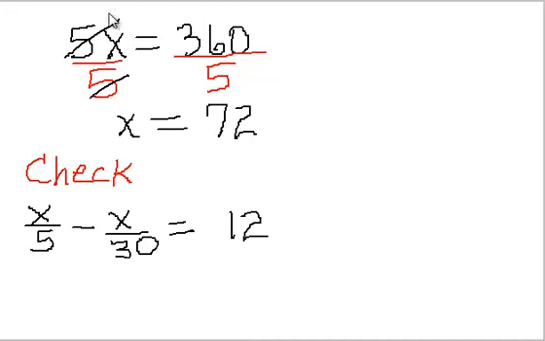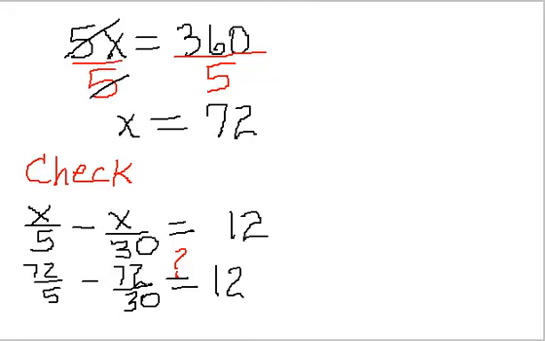Okay, so 72 over 5 minus 72 over 30. My real question here, I'm asking a question, is this indeed equal to 12? So is that 12? Well, I can't subtract fractions until I have a common denominator. And what I'm going to do in this case is I'm going to change the denominator of 30 to a denominator of 5.